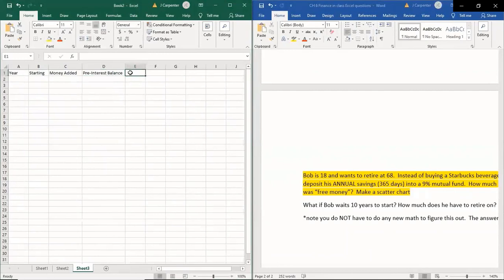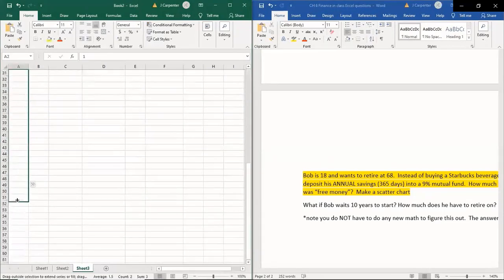Then I'm going to have a column for how much we actually get for the interest, and then for the ending balance. And we're going to do this for 50 years because he's 18 and he's going to 68. Retirement age, full Social Security right now is 67. A lot of people's pensions and retirement plans say you're going to 67, maybe 62. Just depends on where you are in your life. So let's do this for 50 years.